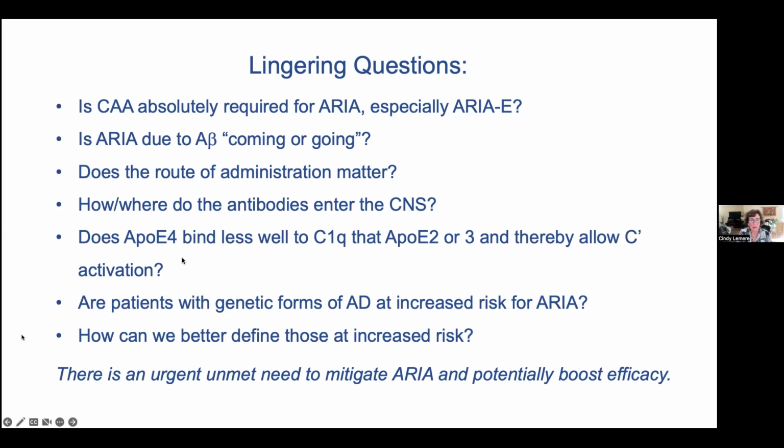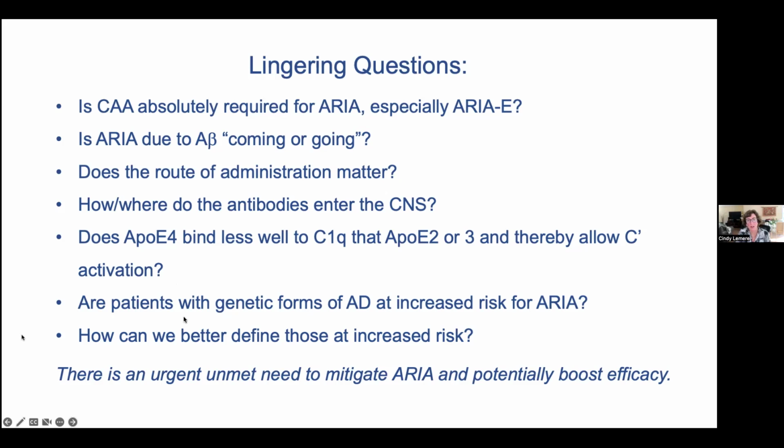And then how and where do the antibodies enter the CNS? Again, choroid plexus, the pial surface, we don't know yet, but it's an interesting question. Does ApoE4 bind less well to C1q compared to ApoE2 or 3, and thereby allow more complement activation? So this is something that could be done quite readily.